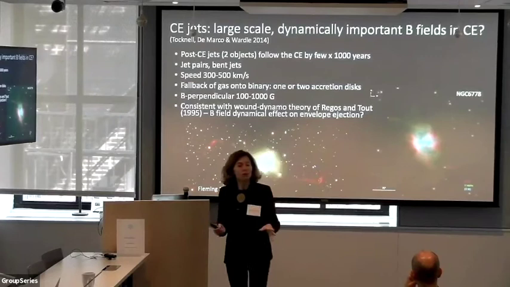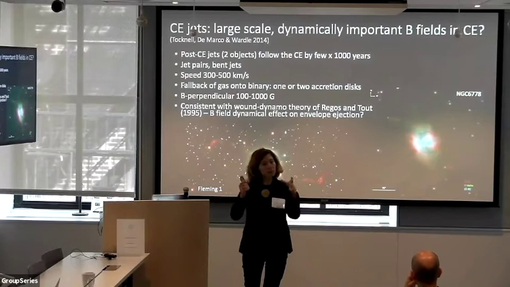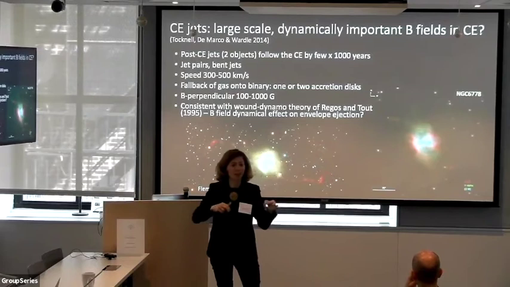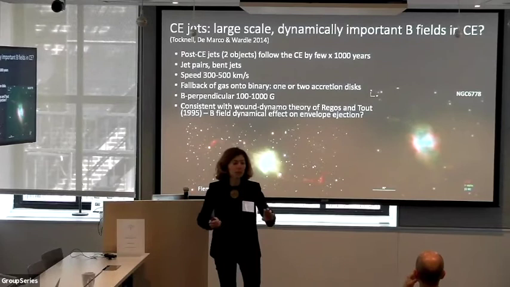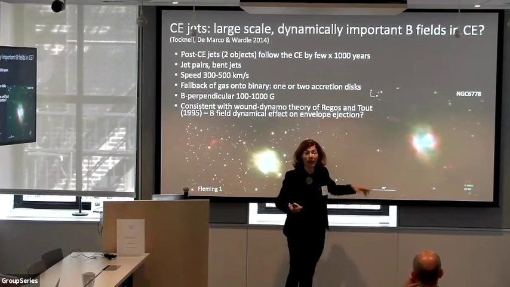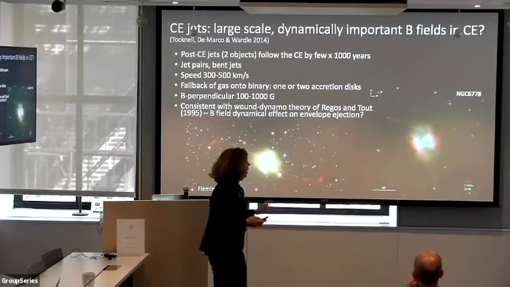First of all, Sebastian did a wonderful simulation with magnetic fields, but the magnetic fields that he was looking at were the magnetic fields in the disk around the companion as it goes inside the common envelope, not the alpha omega big magnetic field. So we still don't know whether that is there, whether it is wound as per Ragos and Taut, and if so, whether it is dynamically important. However, I would say these jets are consistent with a relatively strong magnetic field.